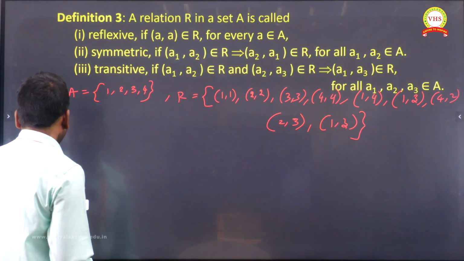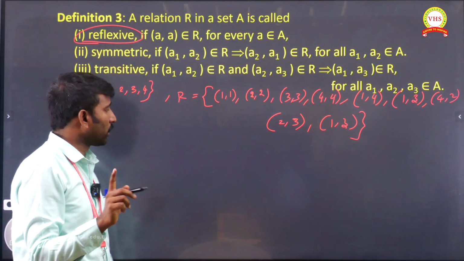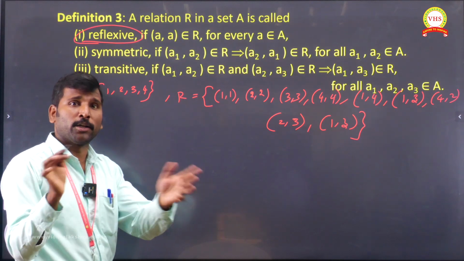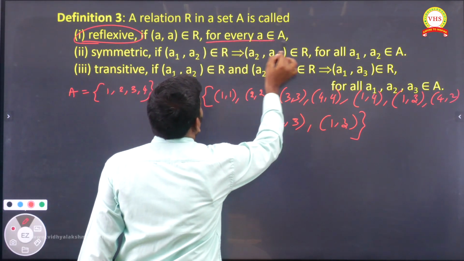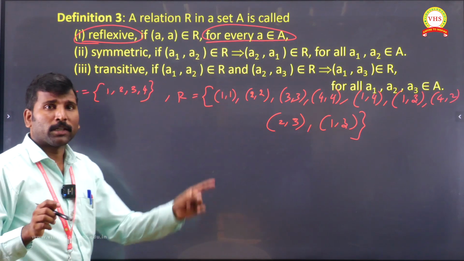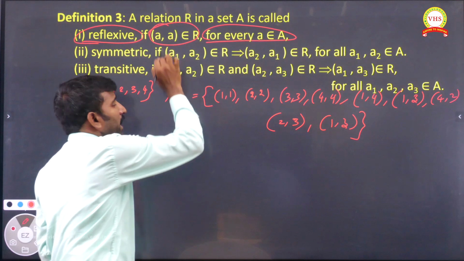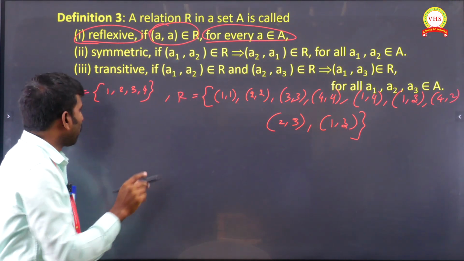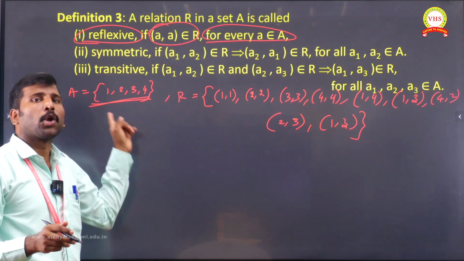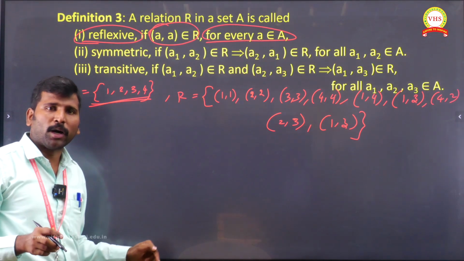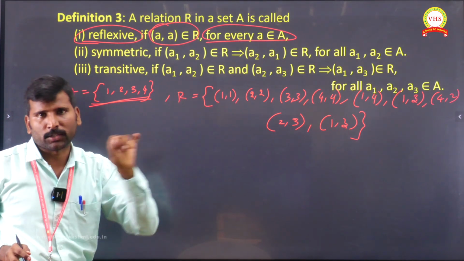Okay, now we should first check reflexive. Reflexive in the sense what? Listen, through the example you will understand a little more. For every element of A, it should form (a, a) in R. It means, however many elements we have in set A, for all the elements (a, a) should be formed in R. Then only it will be reflexive.